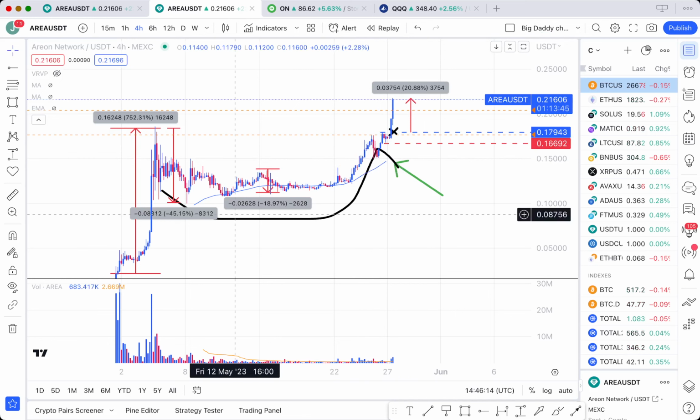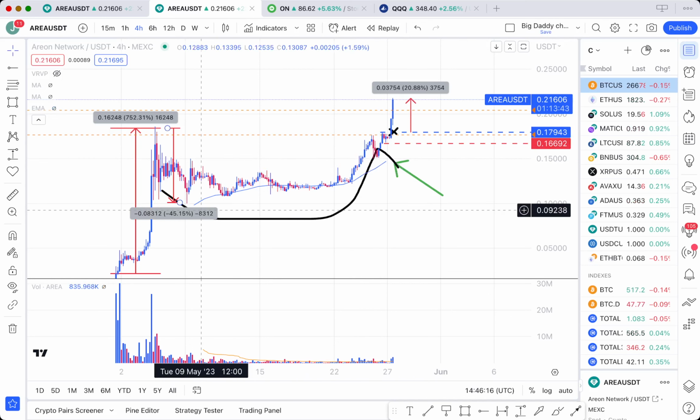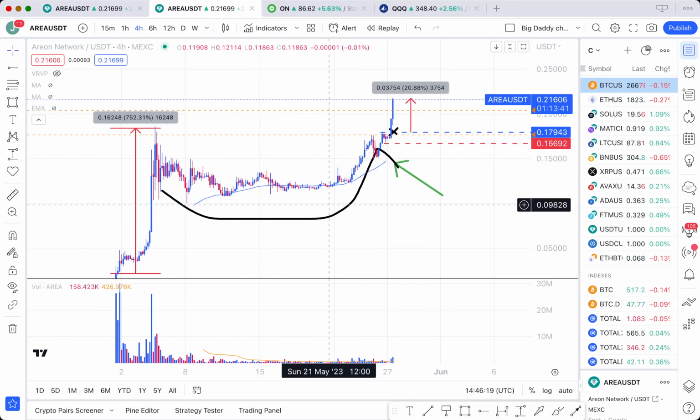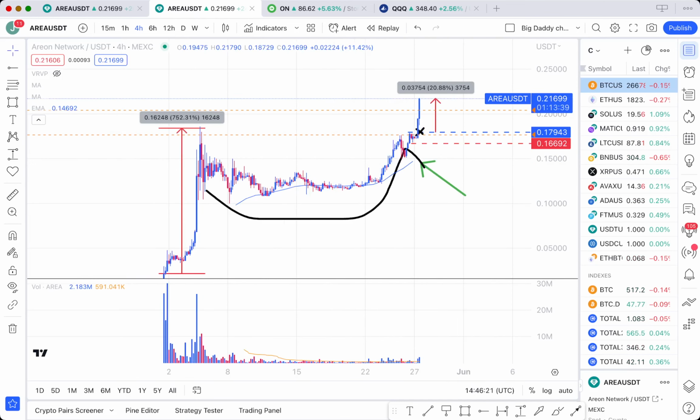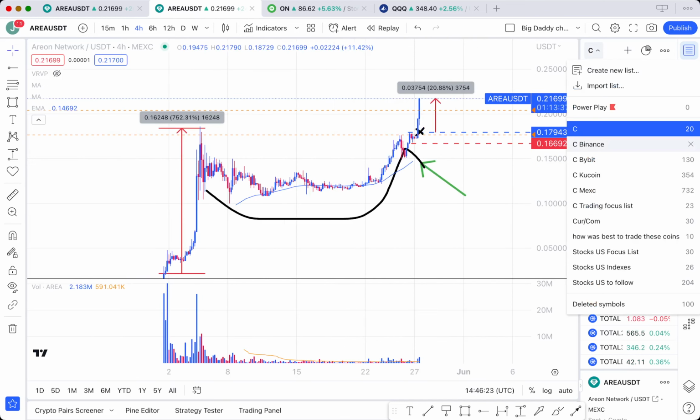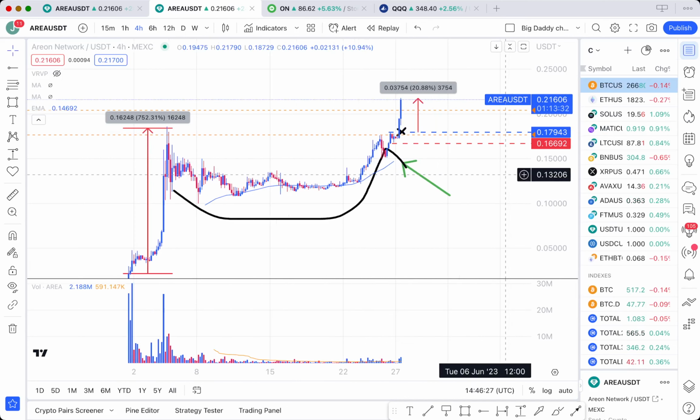this is everything that we were looking at when we were looking for Area. Now how did we discover this? Quite easy. We have all the charts right over here. We have all the Binance charts, Bybit, KuCoin, and so on and so forth. This is how we find the next coins.